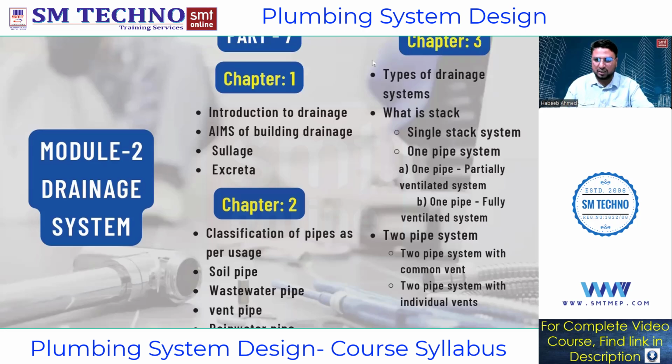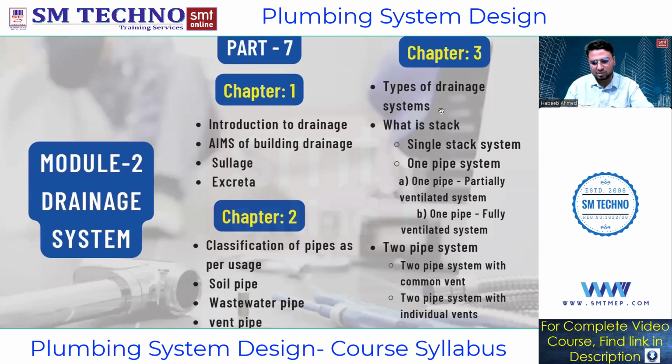Chapter number 3 is types of the drainage systems. Like in the water supply, where there were 7 to 8 water supply systems showing how the water enters the building, here we see how the water goes out of the building. I can't say supply, this is drainage. That was the water supply system, this is the drainage systems.